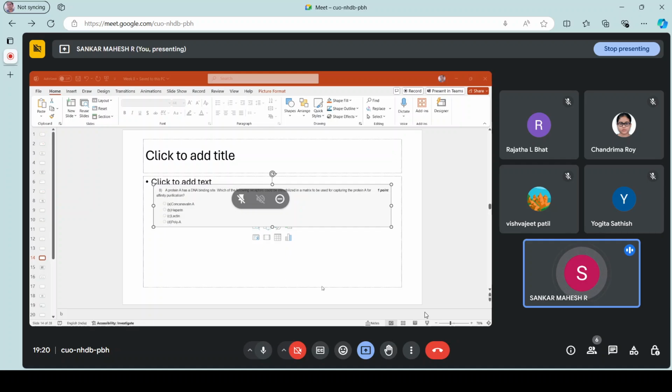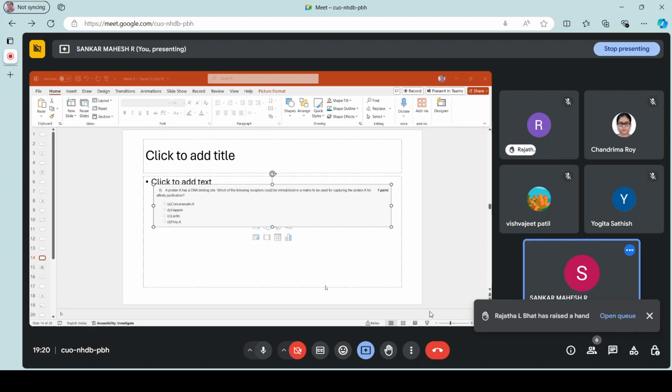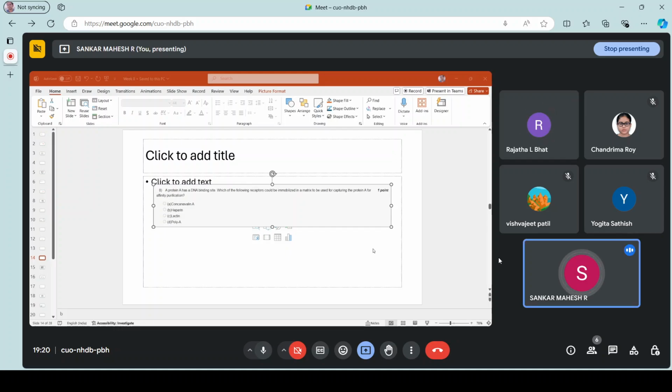Anyone can unmute and start with eliminating the wrong option. Did someone raise their hand? Yeah, Rajita. Sir, option B, heparin. Okay, what is heparin? Sir, heparin is a polysaccharide. It deals with blood coagulation and cell signaling. Okay, why do you think it's wrong? I don't think it directly interacts with DNA.